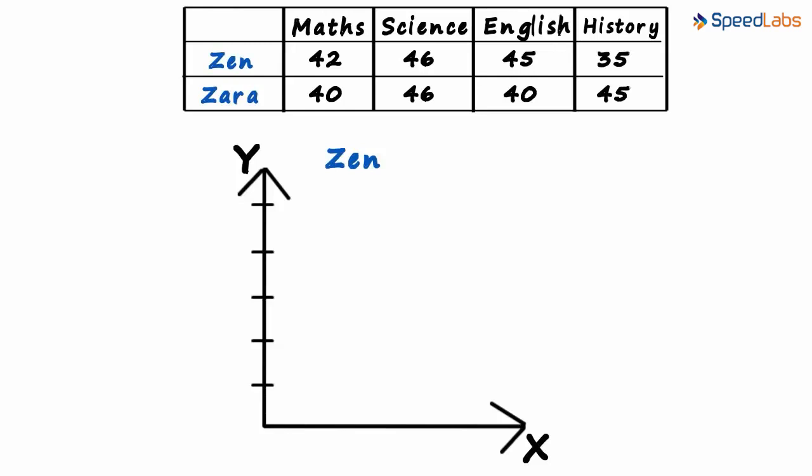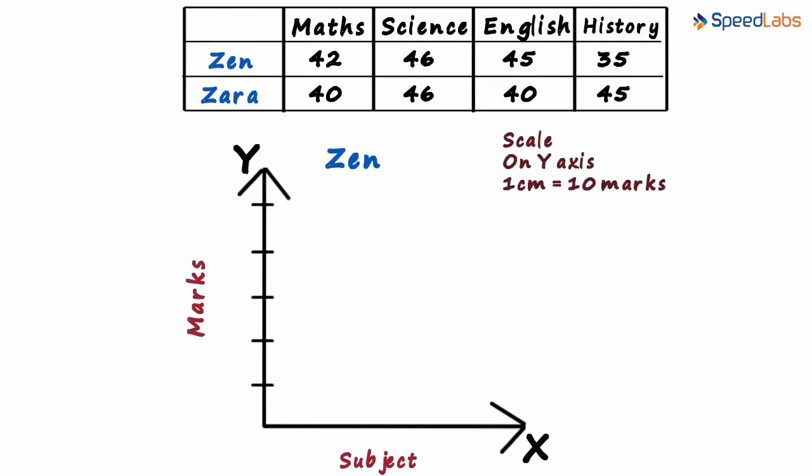As the size of the bar will depend on the marks scored, we label the y-axis as marks and the x-axis as subject. Then we choose a suitable scale for the y-axis. The numbers range from 35 to 46. If we take multiples of 10 on the y-axis, we would need just 5 centimeters, which is feasible. We can take a scale of 1 centimeter as 10 marks on the y-axis.